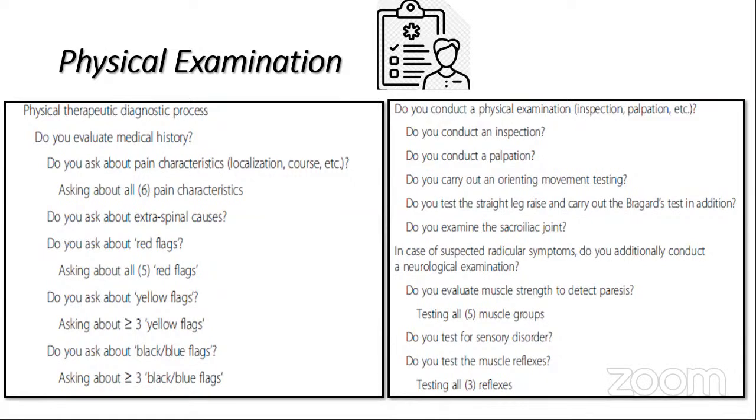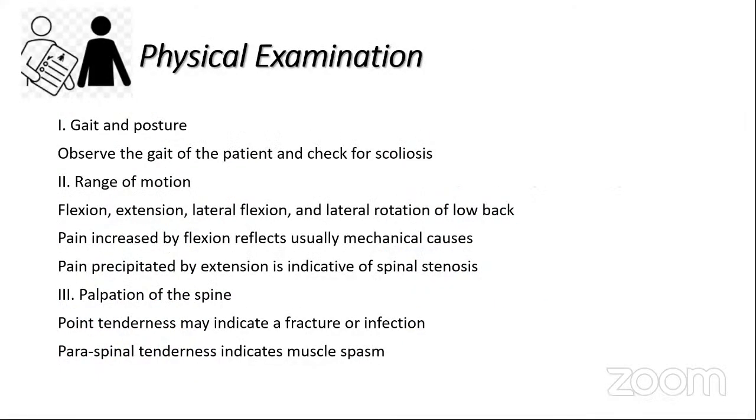So if the patient is telling you that he's feeling some radicular symptoms, like he's feeling pain down the leg, then you will conduct some extra neurological examination. You will test his lower limb strength and also back strength. And after that, you will test his sensations and muscle reflexes. So as a physio, these are the 5 points which we should focus on while examining low back pain.